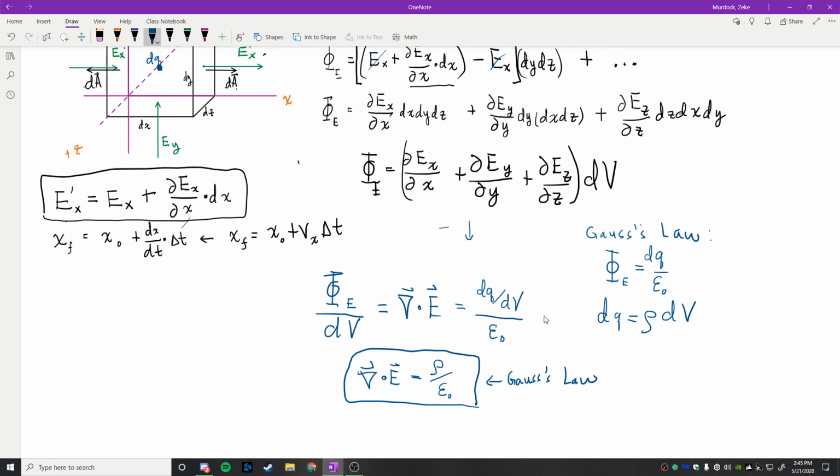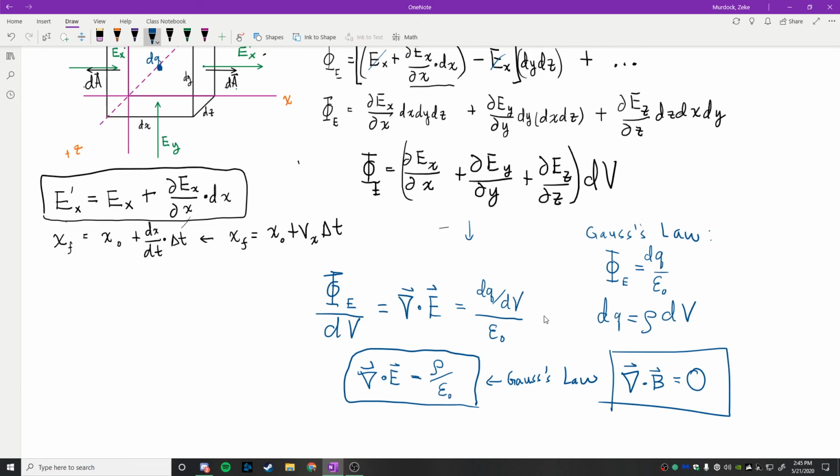If you want to do it for magnetism, you just say, okay, we'll replace the electric field with the magnetic field, right? And once you've done that, this should be equal to 0, right? Because there's no charge density for the magnetic field, right? So these are the two forms of Gauss's law in what we call differential form.